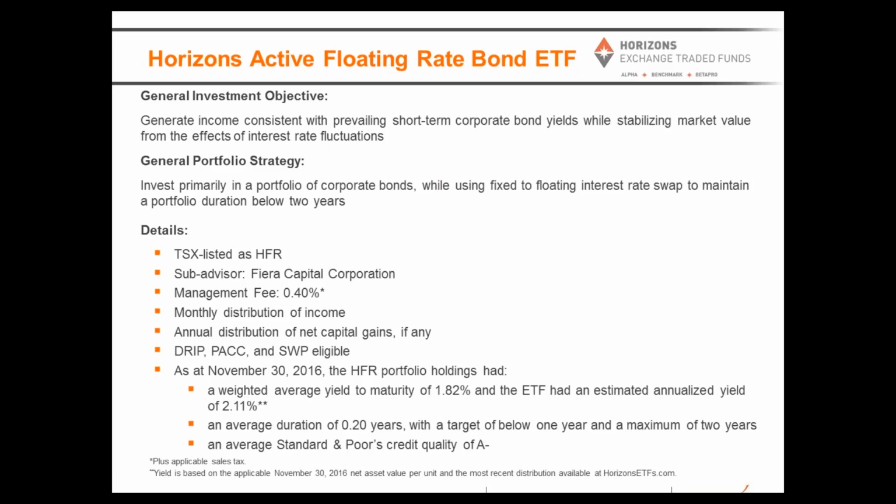So without spending too much time on this, which reads like one of our legal documents, the investment objective of the floating rate bond ETF is to generate income consistent with prevailing short-term corporate bond yields while stabilizing market value from the effects of interest rate fluctuations. The idea in a floating rate bond is exactly like it sounds. Different from another bond, this is looking for instruments or methodology that allows your yield to fluctuate with the current interest rate, meaning if it goes up, the yield on the floating rate bonds goes up, rather than a fixed bond that may be paying you 1.5%.